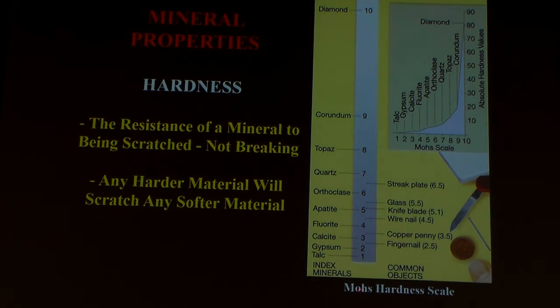Down here at 1 are the soft minerals, talc and gypsum, and then they go up to 10. The reason these aren't on a nice even scale next to each other is that the amount of hardness is not equal as you go up in each mineral. So diamonds are 80 times harder than talc.